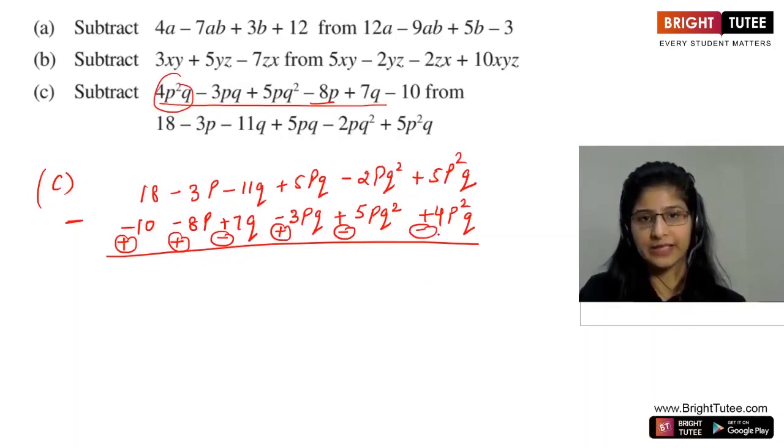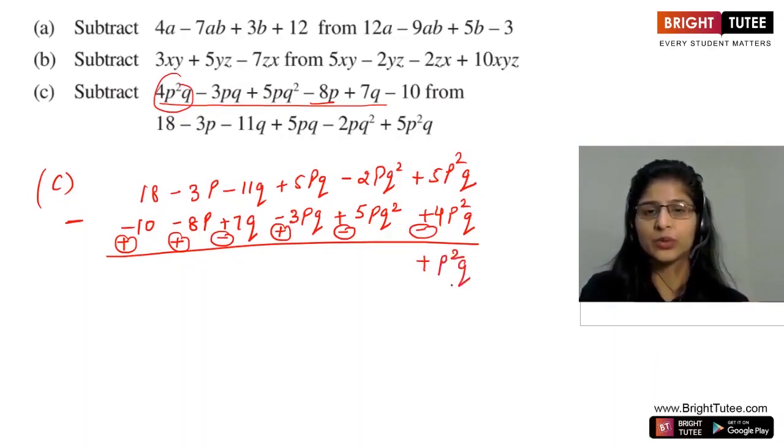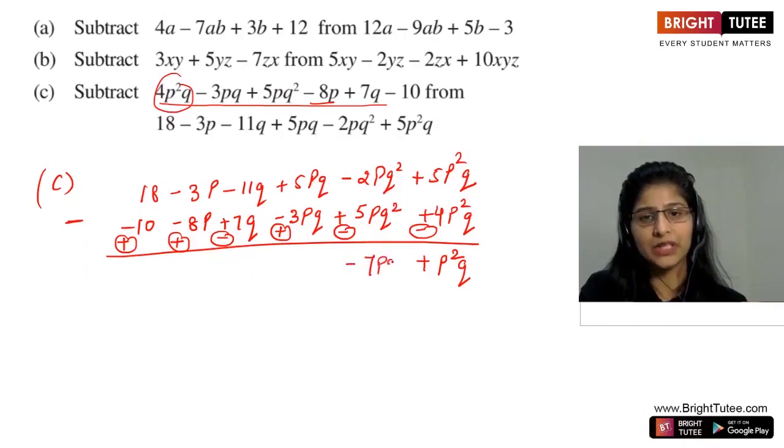Let us start from the end. So we have 5p square q minus 4p square q. We will just be left with plus p square q. Then minus 2pq square minus 5pq square gives us minus 7pq square. Minus minus is plus, but the sign comes of minus.